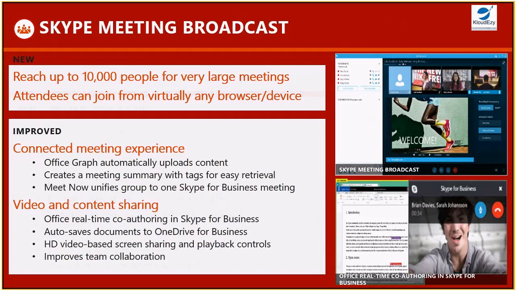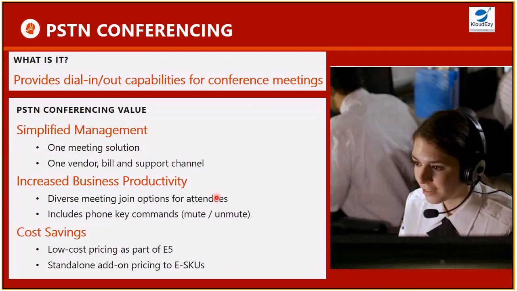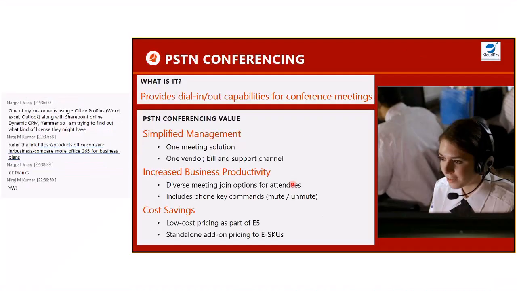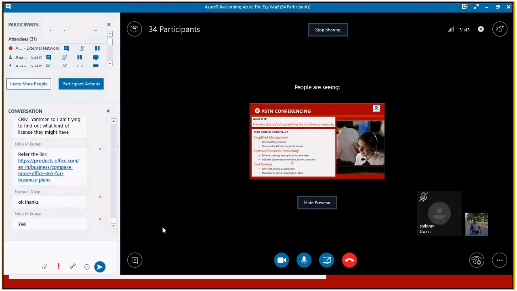Like I said, PSTN conferencing is also a part of E5. It provides dial-in and dial-out capabilities for conferencing meetings, right? One meeting solution, one vendor bill and support channel, diverse meeting join options for attendees, and it includes phone key commands. With respect to pricing, E5 is now much lower priced than E3. That's a surprising thing that Microsoft has done.